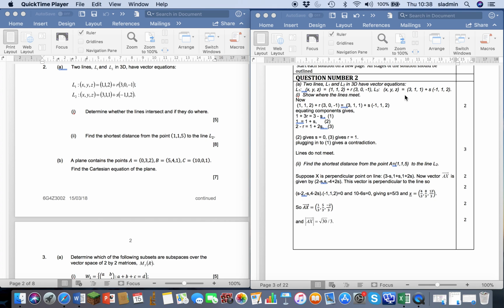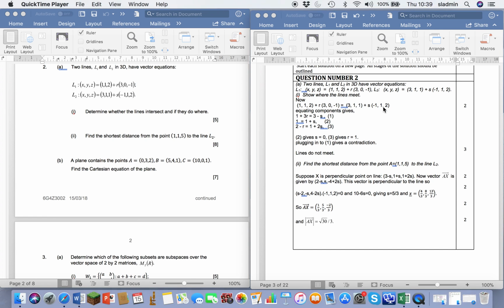I want to try and determine whether or not these lines intersect. So if we equate components, we get these three simultaneous equations. 1 plus 3r is 3 minus s, 1 plus 0r is 1 plus s, and 2 take away r is 1 plus 2s. And we have to satisfy these equations simultaneously.